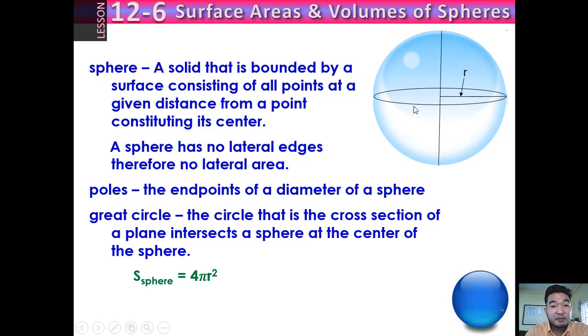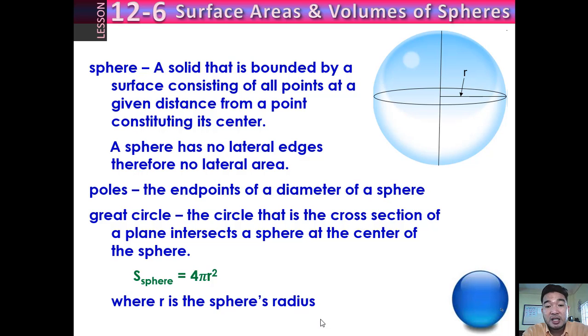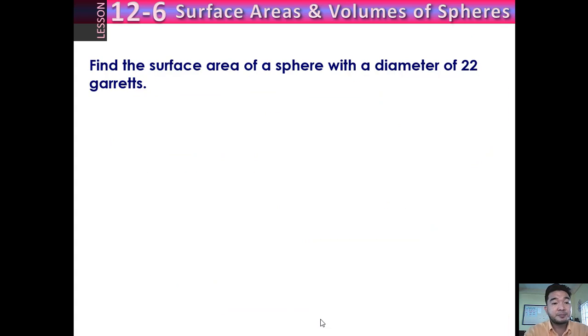And the formula in finding the surface area of a sphere is 4 pi r squared, where r is the sphere's radius. So remember, the formula in finding the surface area of a sphere is given by 4 pi r squared, where r is the radius. So you only need to have the value of the radius for you to get the surface area of the sphere.